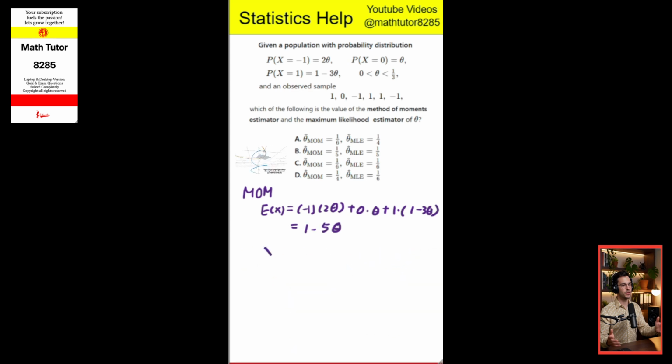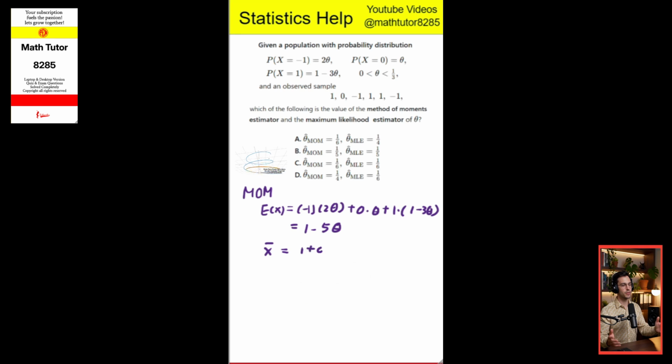There are 4 options. First step, method of moments. The theoretical mean of x is computed as follows. Multiply -1 by 2 times theta, then add 0 times theta, then add 1 times the quantity 1 minus 3 times theta. After simplifying, the theoretical mean becomes the number 1 minus 5 times theta.